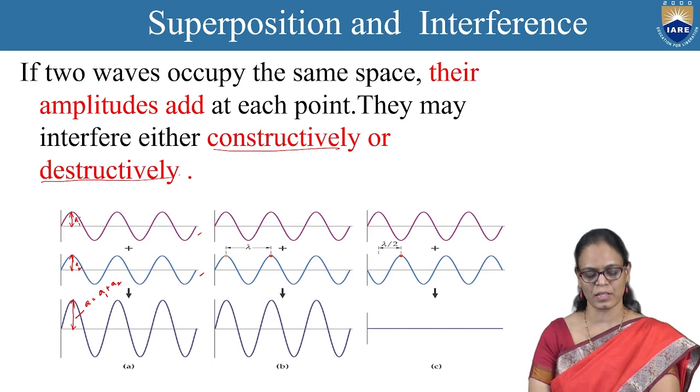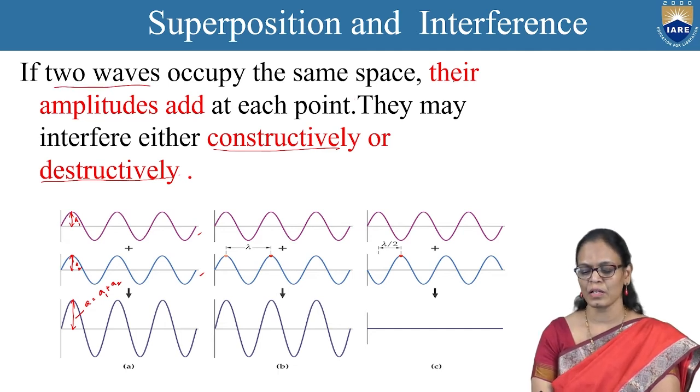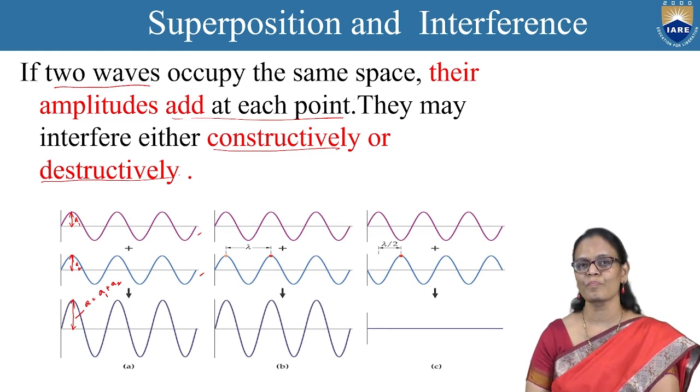Crest falls on crest. That means they are in the same phase. They have the same frequency. They are moving in the same direction. So we have A equal to A1 plus A2. So what happens if two waves occupy the same space? Their amplitudes add at each point. At a particular point we take, their amplitudes will add.